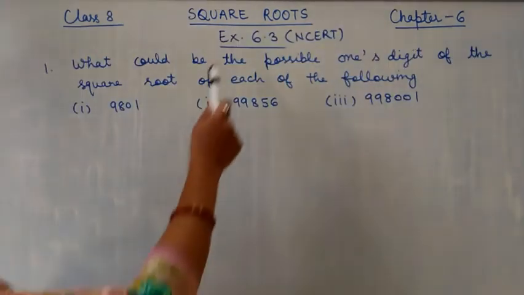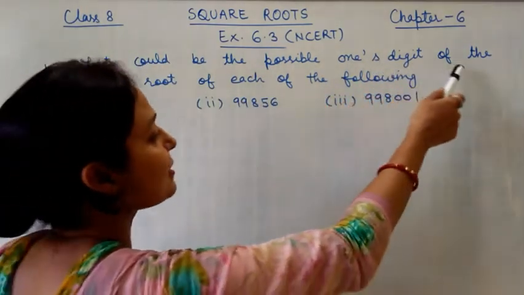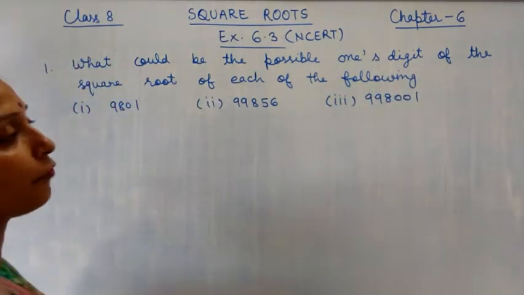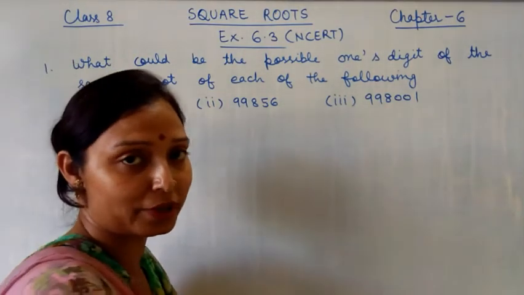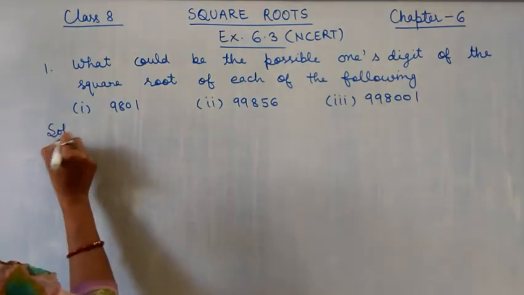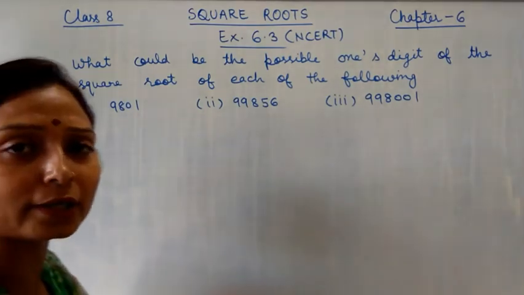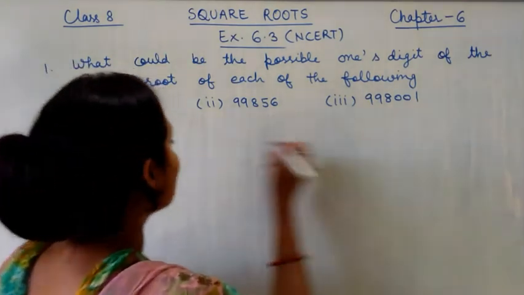Now our first question of exercise 6.3 is: what could be the possible ones digit of the square root of each of the following? It has 4 parts. I have written down 3 of them. I will do these 3 and one is for your practice. So I will solve the first question. I will write the unit digit. How can you confirm the unit digit of the square root?